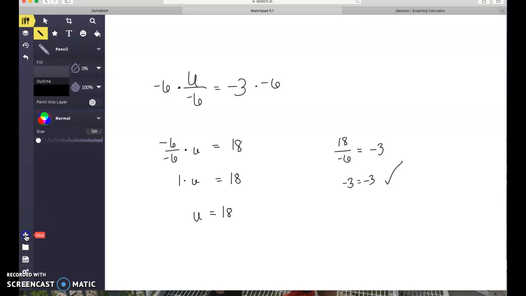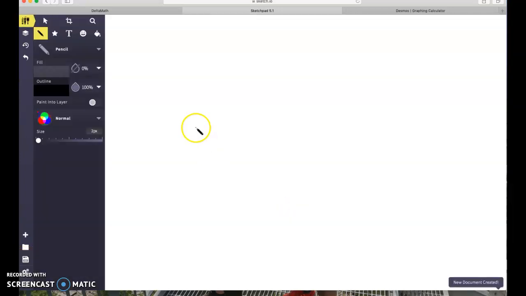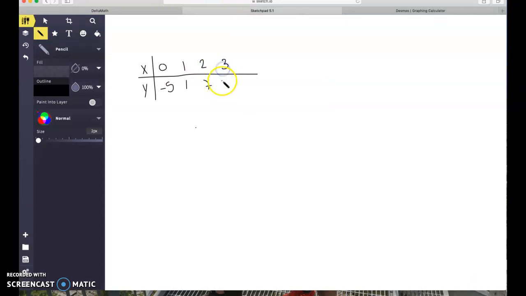I'm going to hop over here to my little sketch pad. Still learning how to do my sketch pad. Okay, well, I'm not totally sure, so I'm just going to copy it over. My XY table: 0, negative 5; 1, 1; 2, 7; 3, 13; and 4, 19.